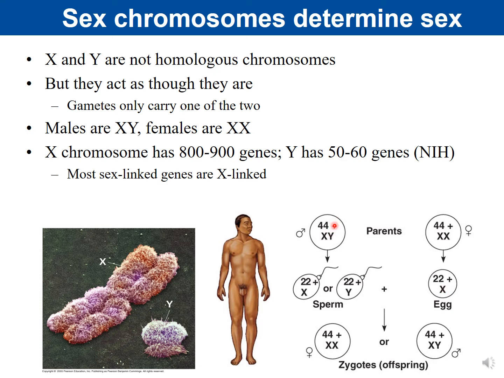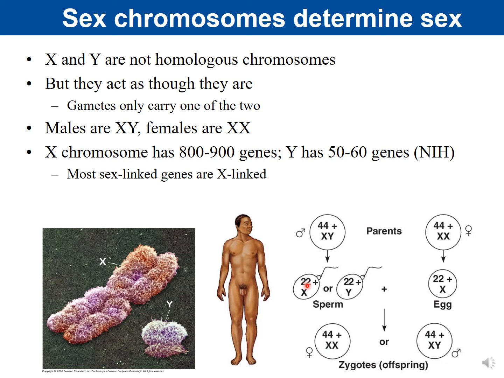The male, on the other hand, has 44 autosomes, so again 22 pairs, and his sex chromosomes are XY. So when his cell goes through meiosis, some cells are going to have 22 autosomes and an X, meaning there's a 50% chance that the sperm has an X, or 22 autosomes plus a Y chromosome.